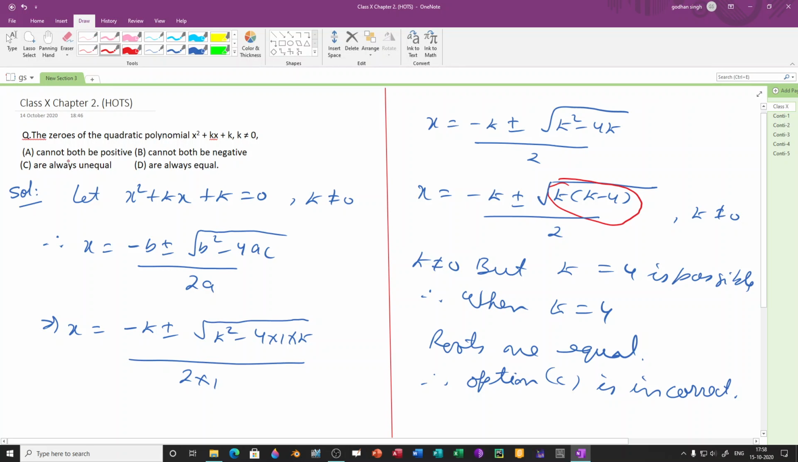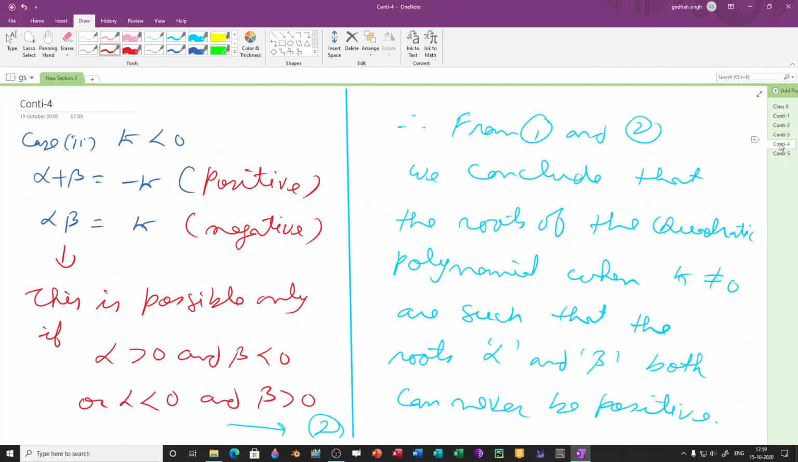What is option A? Both the roots cannot be positive. Option B, both the roots cannot be negative. We have seen that both the roots can be negative, that means option B is false. And what option A says, that both the roots cannot be positive, that means it is true, because we have seen that at least one of the roots has to be negative. So of all the options, option A is the only correct one.